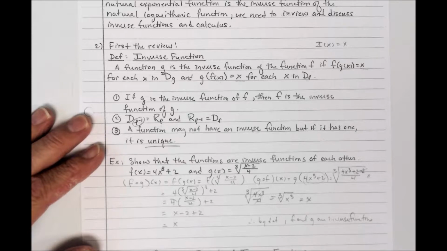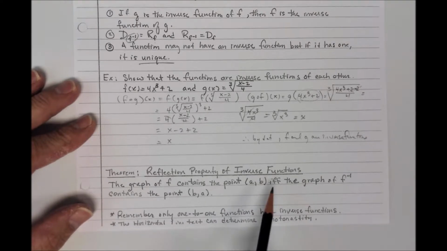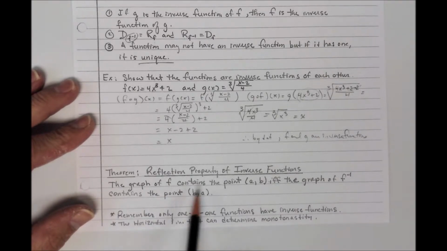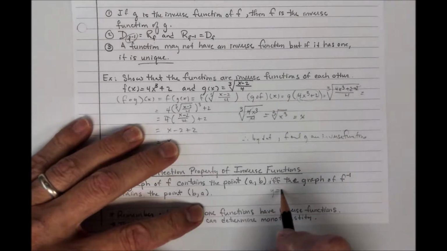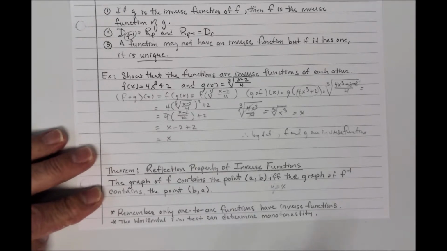All right. Now, there's a theorem here called the reflection property of inverse functions. And this has to do with graphs of a function and its inverse. The graph of f contains the point (a, b) if and only if the graph of f inverse contains the point (b, a). Now remember, when you reflect the graph of a function in the line y equals x, you get its inverse. Now it might be an inverse relation, but if you have a one-to-one function, it's going to be its inverse function, and you can reflect it by interchanging the x and the y values of the ordered pairs. This is since one-to-one functions are so important.